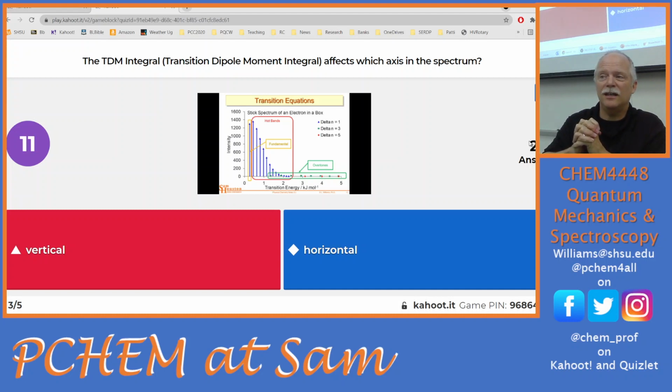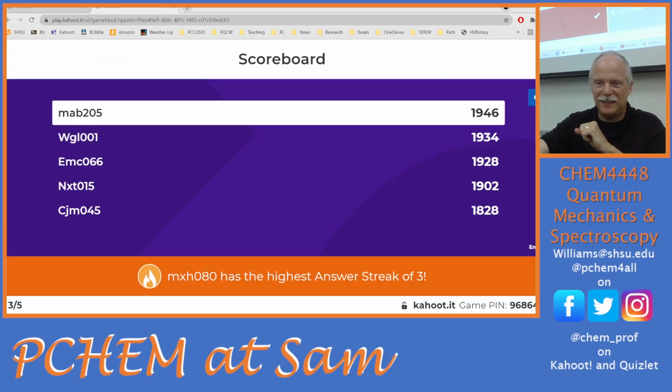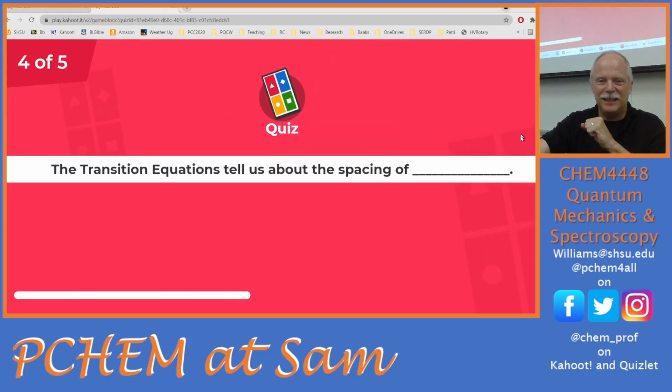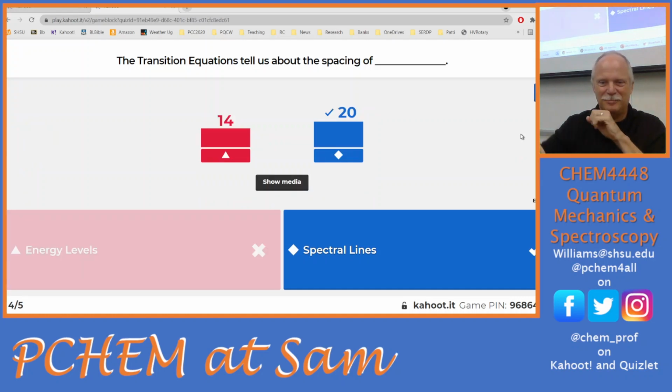This is that really long calculation that you're doing in lab, and it's the one that involves the overlap of the wave functions and light. Yay, good job. Okay. Ooh, a lot of people moving up. The transition equations tell us about the spacing of, this one's tricky. It's almost a 50-50 split.